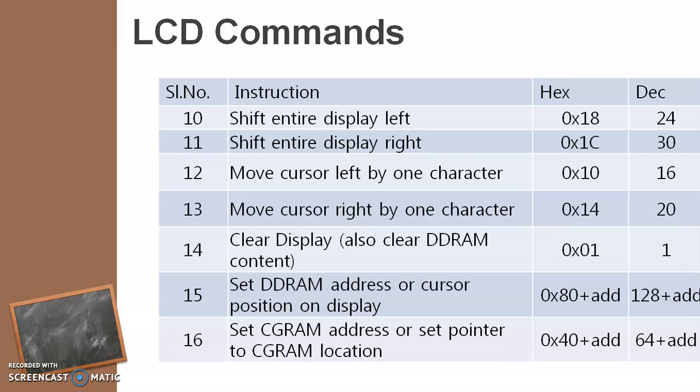Then move the cursor left by 1 character. So after displaying the first character, you want to display the second character. So you move the cursor, then place the character, for which the command is 10. Similarly, if it is to the right, it is 14. Next one, clear display. To clear off the display, it is not the memory, that is the data RAM. It is only on the screen, the values will be cleared off, for which the command is 1. And for row 1, 80 will be the starting address, and for row 2, C0 will be the starting address.